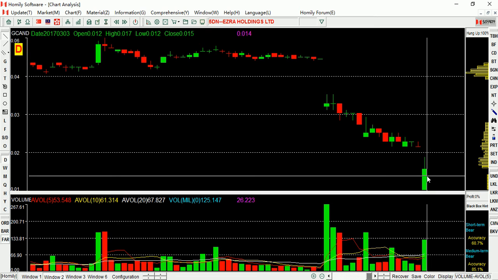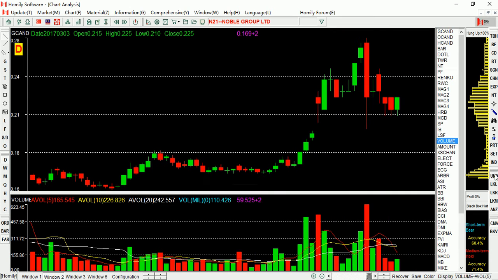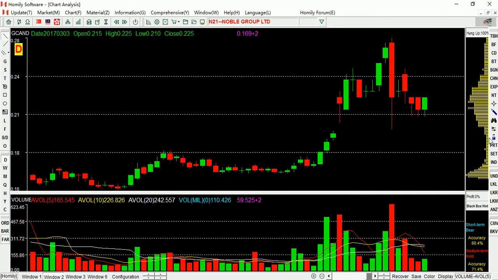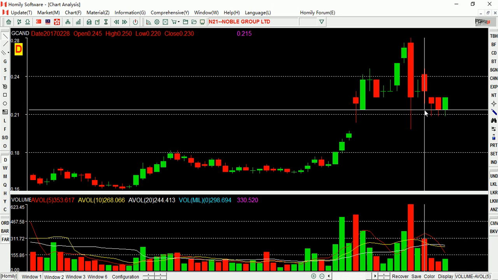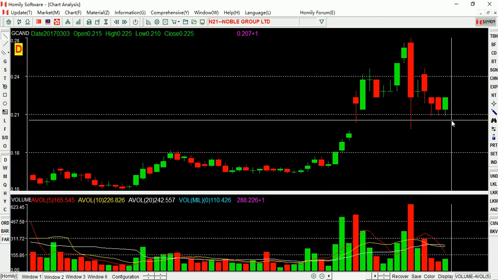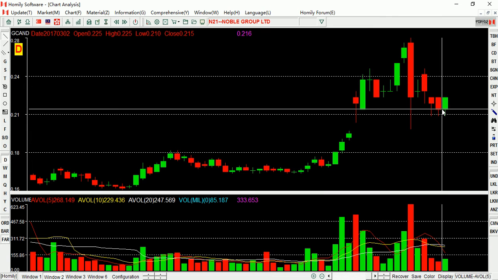Maybe the price may have some rebound, but we'd better not buy a stock like this. Okay, maybe next Monday the price still can go up, right? So we can see the next one, Noble. Okay, this is Noble, right? I told the members, because one member bought this stock around this price. Why? Because we can see the support is around 0.215.